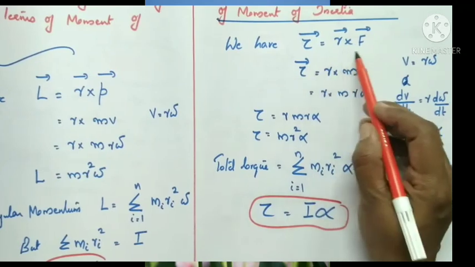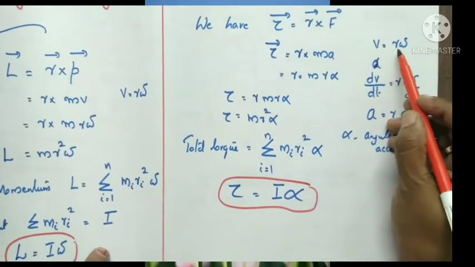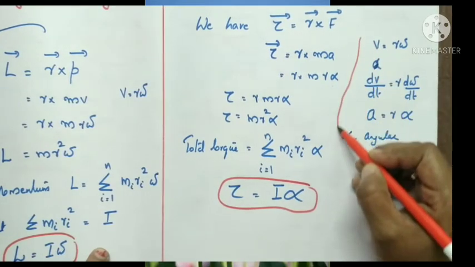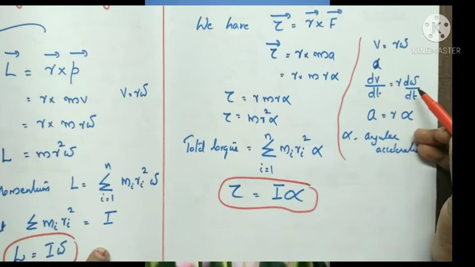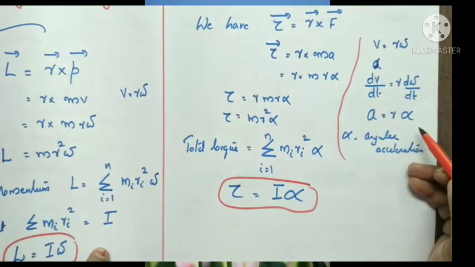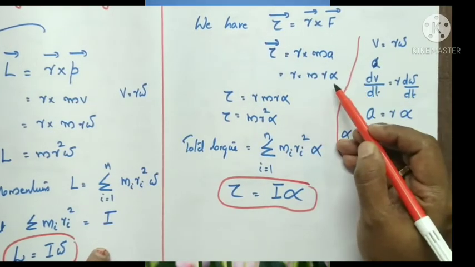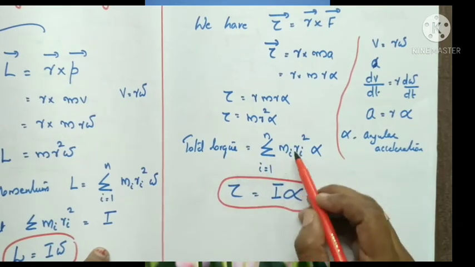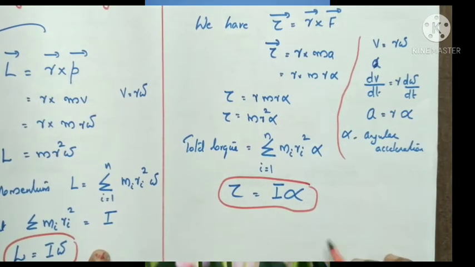Start from the formula tau equals r cross F, but F equals ma, and acceleration a is equal to r alpha. How? Because velocity is r omega. Just differentiate velocity with respect to time, so dv by dt equals r into d omega by dt. Velocity by time is acceleration. Similarly, rate of change of angular velocity is angular acceleration alpha. So a equals r alpha. Using this, we can write tau equals m r square alpha. Total torque is given by summation, sigma i equal to 1 to n, m_i r_i square into alpha. So it is I alpha. So the relation between torque and moment of inertia is tau equals I alpha.